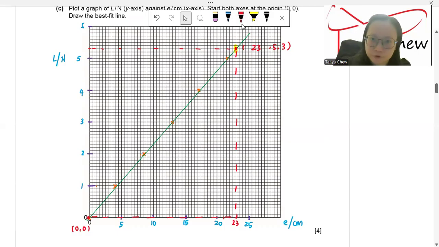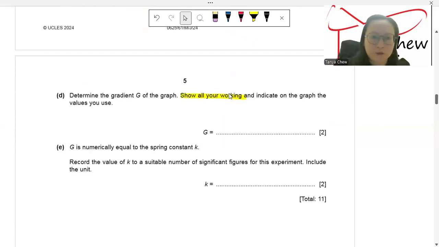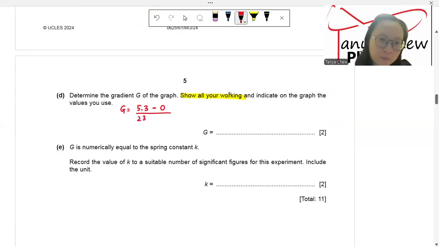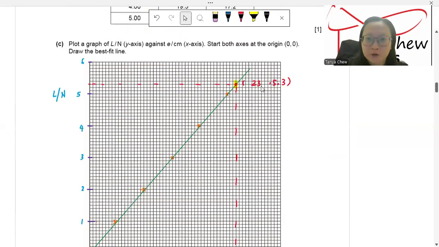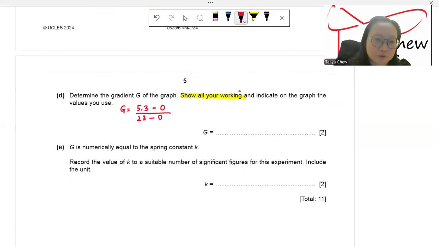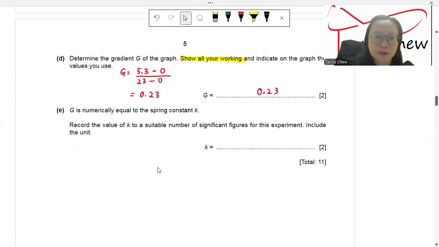So this is my triangle. To calculate the gradient, G is equal to y2 minus y1 divided by x2 minus x1. This is a little bit of math. So I put 5.3 minus 0 divided by 23 minus 0. So I got my 2 points here, 23 and 5.3. So the gradient value that I got was 0.23. So I just fill in the blank, 0.23. Now G is numerically equal to the spring constant K.